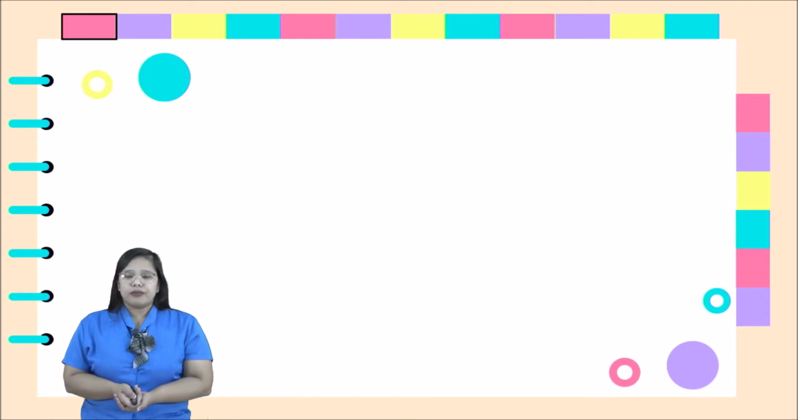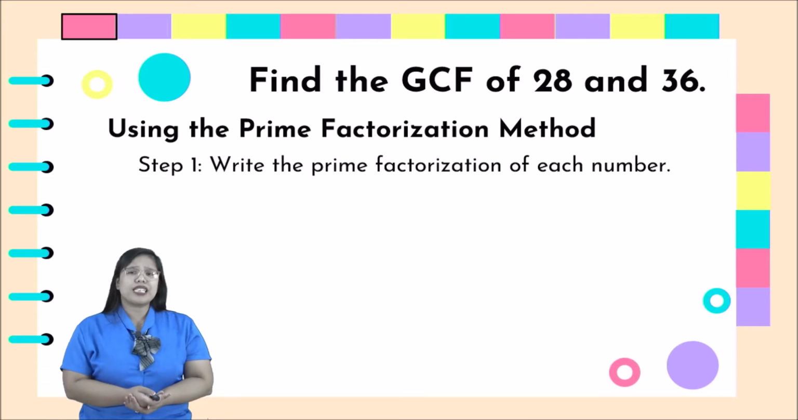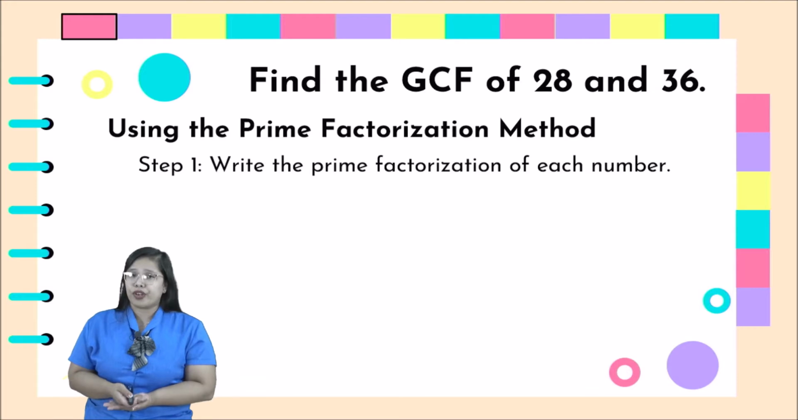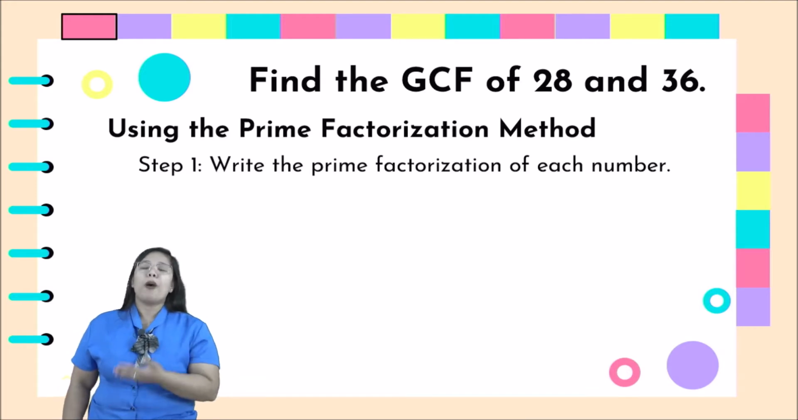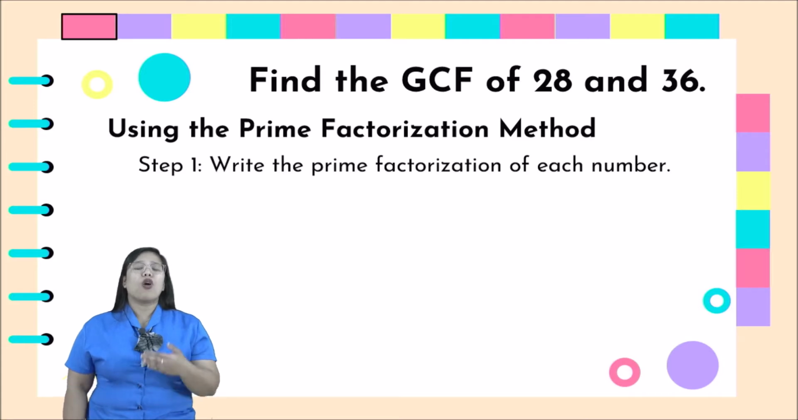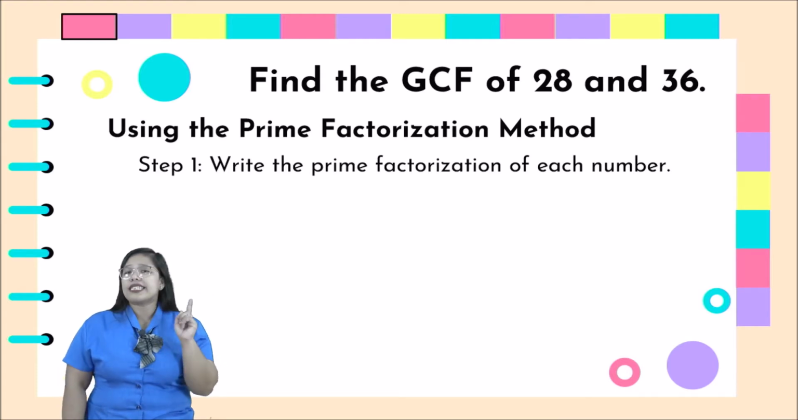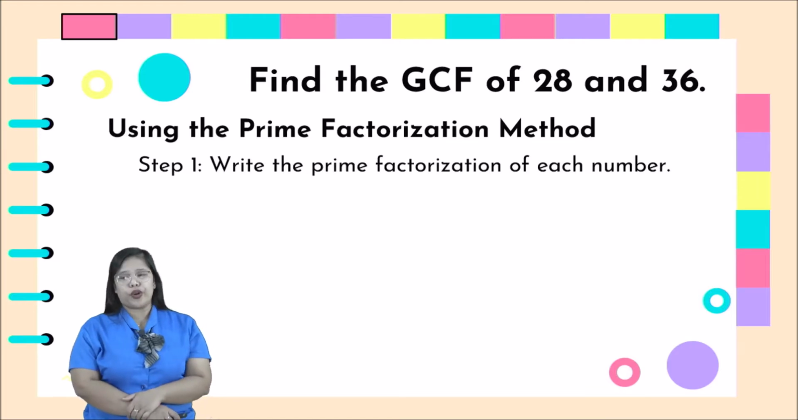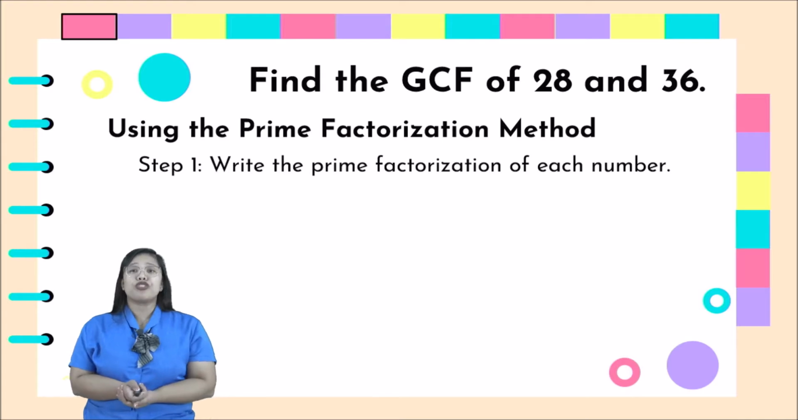Next one, we have 28 and 36 using the prime factorization method. A while ago, we were talking about the listing method, but now we will study using the prime factorization method. Step one, write the prime factorization of each number. The prime factors of each number.